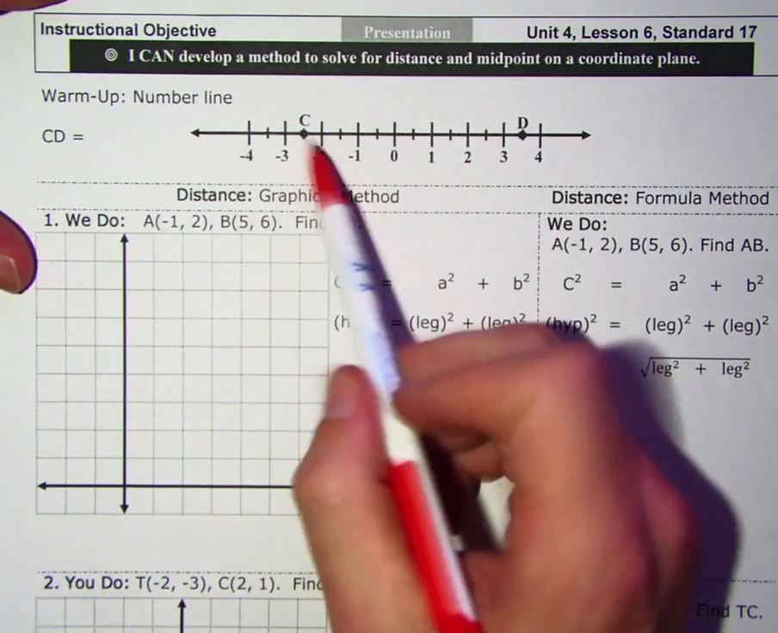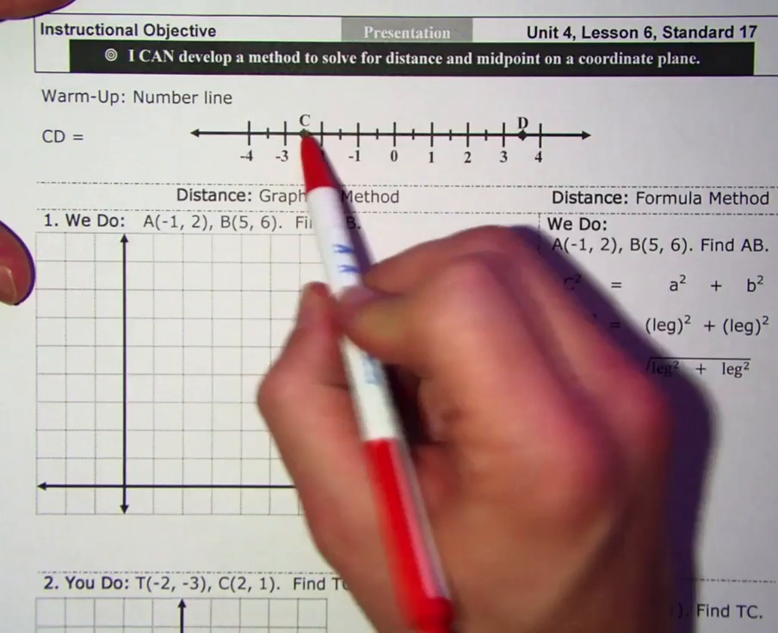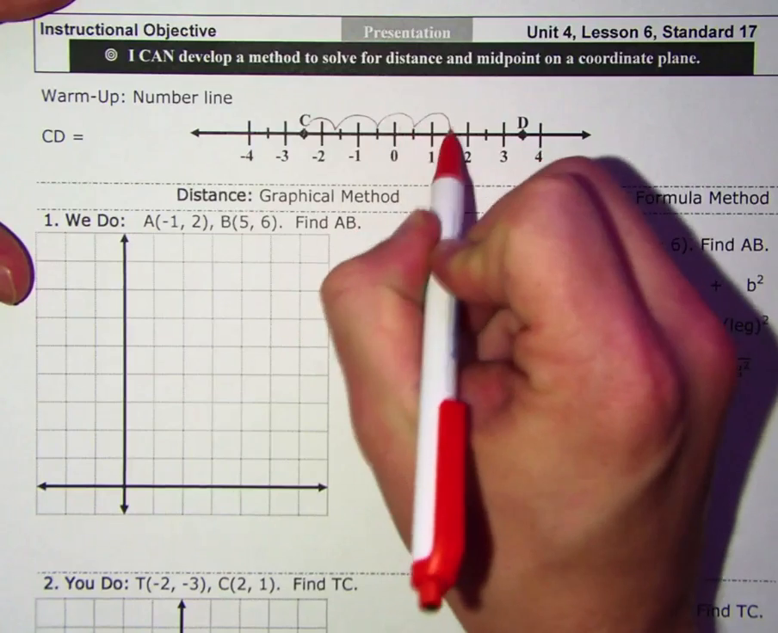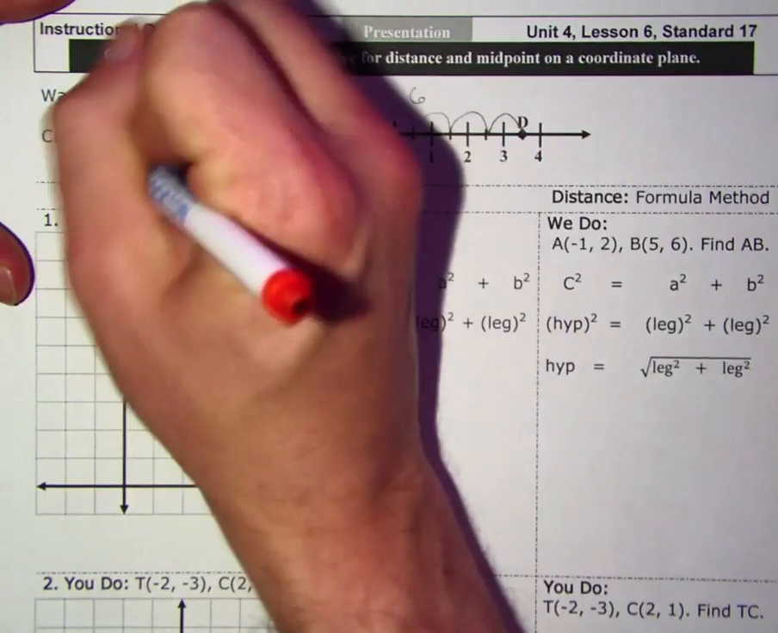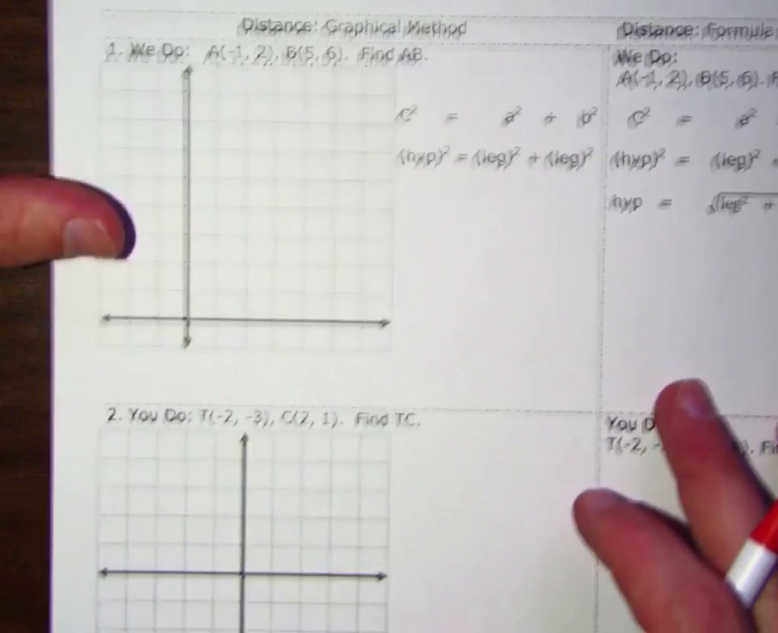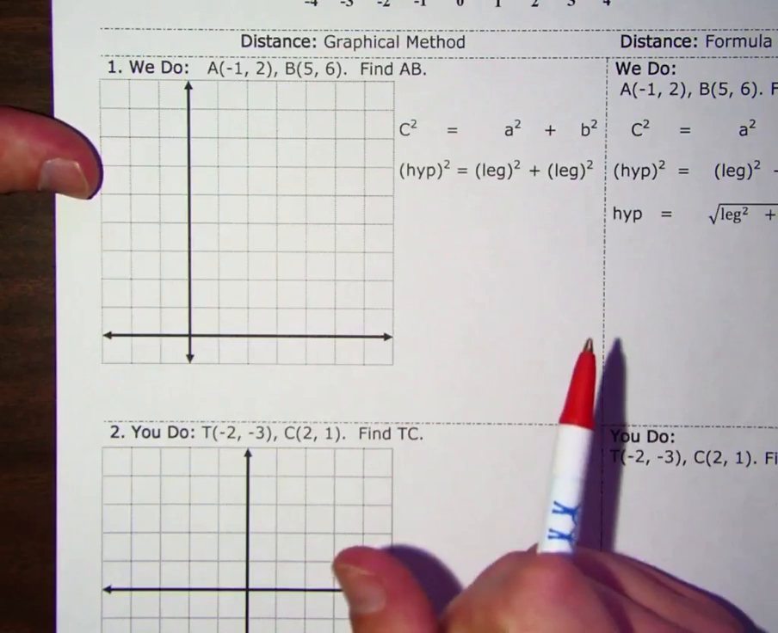So let's figure out the distance first here. CD means the distance from C to D. I'm just going to count. This would be 1, 2, 3, 4, 5, 6 units. Distance from C to D is 6 units. Okay, well I can do that over here too when there's two number lines, but it has to get a little bit more complicated.